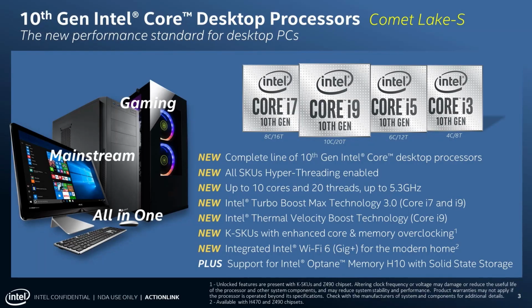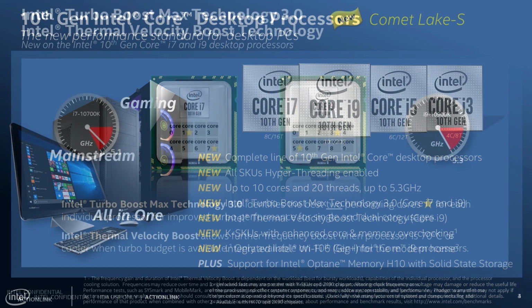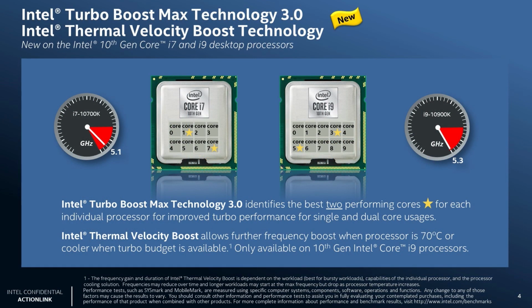So let's take a look at those 2 new technologies. Intel Turbo Boost Max Technology 3 is for both the i7 and the i9. And before, when you saw turbo frequency, it was for a single core, right? We would go through each one of the parts, every single processor, and identify the best core and use that for that single core turbo. Well, now with this new methodology, Turbo Boost Max Technology 3, it rolls off your tongue, we identify the best two performing cores, and both of those get to run at turbo frequency, at that maximum turbo frequency.